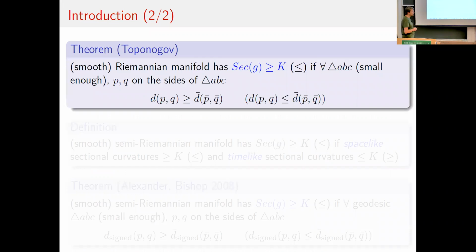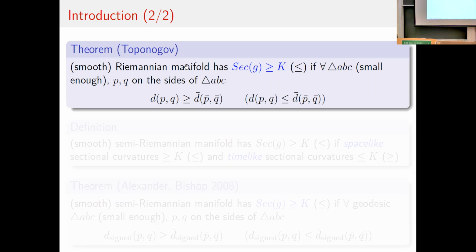And let's go first back to the Riemannian case. A smooth Riemannian manifold has curvature bounded below by K if for all small enough geodesic triangles, you take two points p, q on the sides of the triangle, and then you take a comparison triangle, so a triangle in the two-dimensional constant curvature space K. You look at the distance there of the corresponding points, and if this bounds the distance pq in your manifold from below, and this holds for all small enough triangles and for all points on the sides, then it has sectional curvature bounded below by K. Same thing for curvature bounded above.